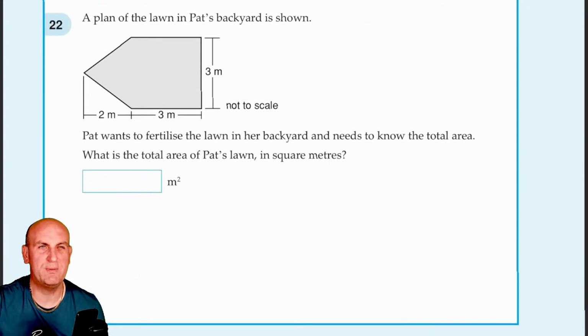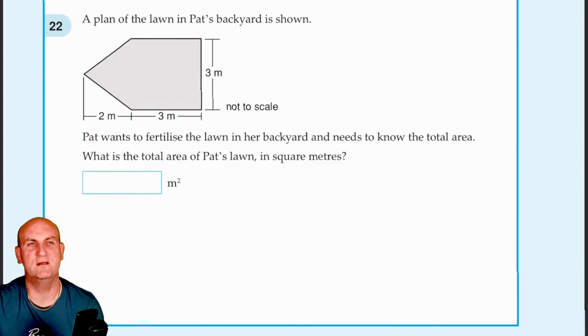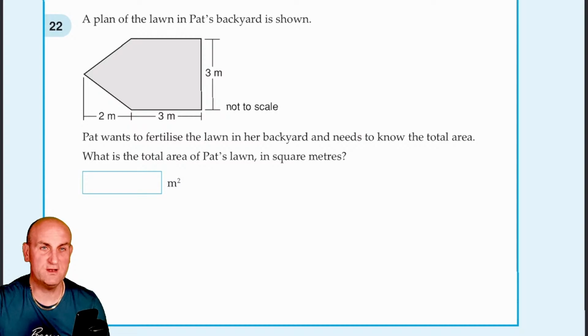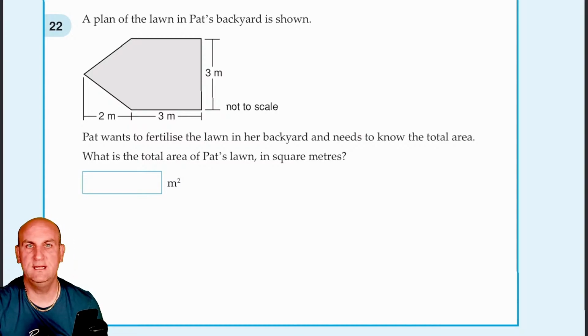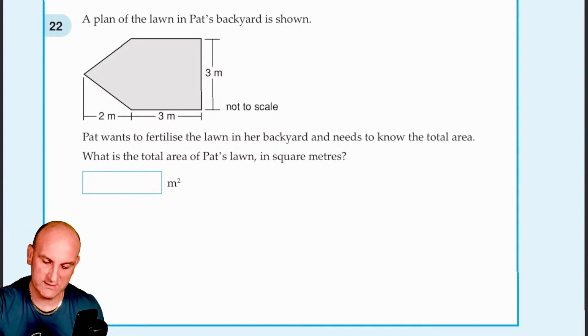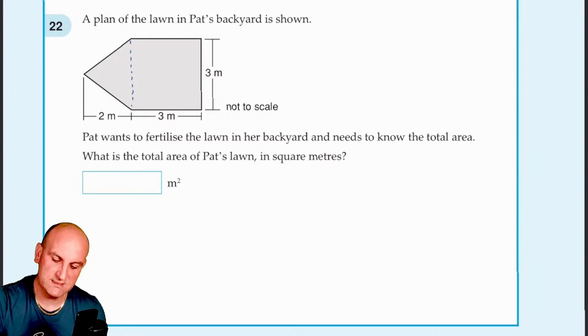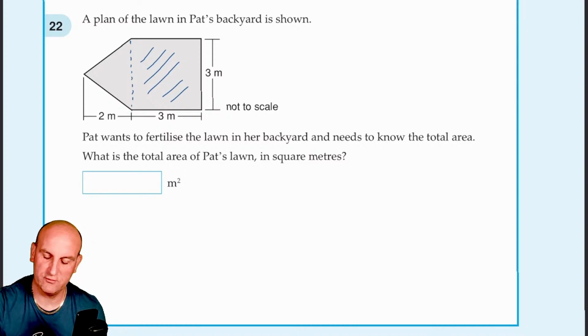Question 22. A plan of the lawn in Pat's backyard is shown. Pat wants to fertilize the lawn in her backyard and needs to know the total area. What is the total area? We can do that nice and easily again. Right, so I've got two shapes here. This is a composite shape. I have a square, and I have a triangle.